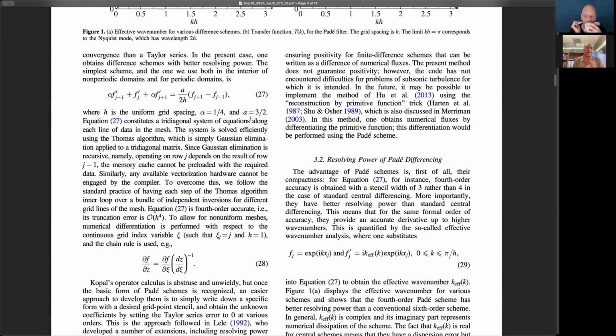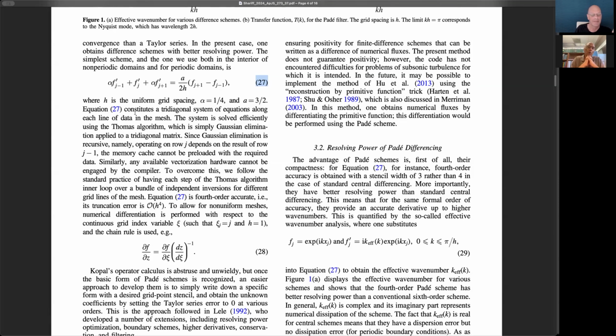Let's look at this equation and focus on just the middle term of the left-hand side, F prime. It says that the derivative at j, going on to the right-hand side, is a central difference of the function f. So if you just look at that, you have your standard second order central difference scheme. But going back to the left-hand side, we see that it's a linear combination of the derivative at other neighboring points.